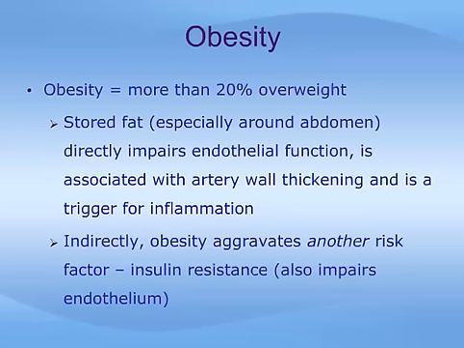Obesity, the condition of being more than 20% overweight, is a major risk factor for atherosclerosis because stored fat, especially around the abdomen, directly impairs endothelial function, is associated with arterial wall thickening, and is a trigger for inflammation. Indirectly, obesity aggravates another risk factor for atherosclerosis, insulin resistance, which also impairs endothelial function.